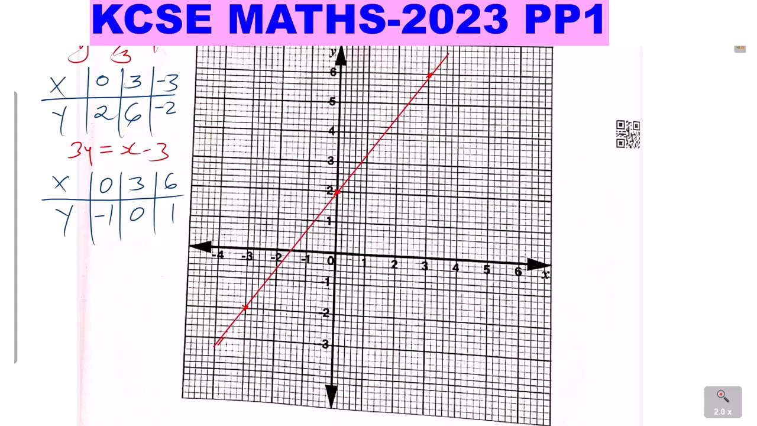Then the other line, 3y is equal to x minus 3. (0, -1). Plot that. (0, -1) is here. Then we have (3, 0). (3, 0) is there. Then (6, 1), there. So draw a straight line.